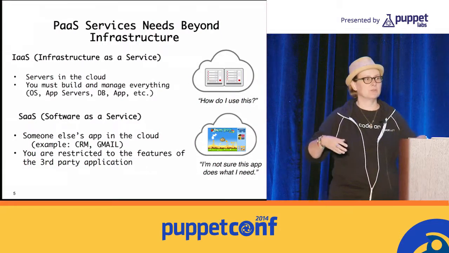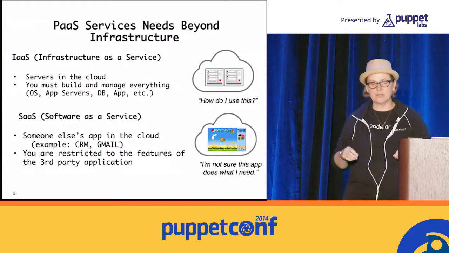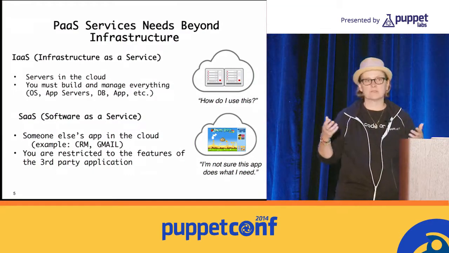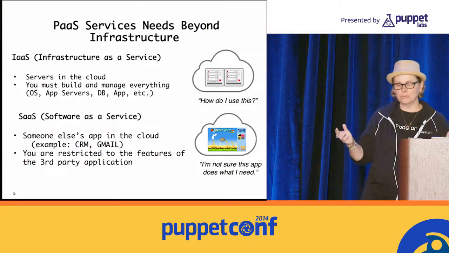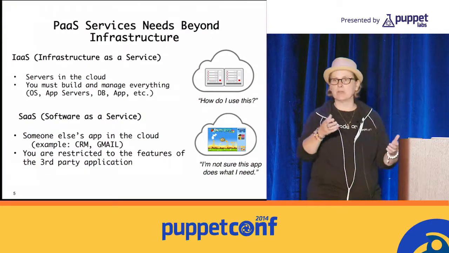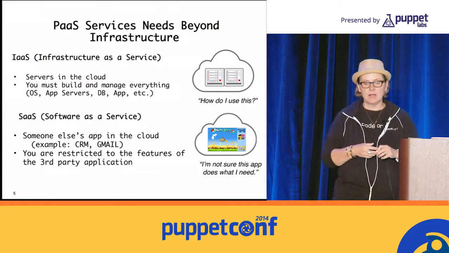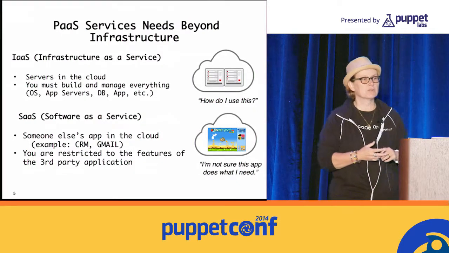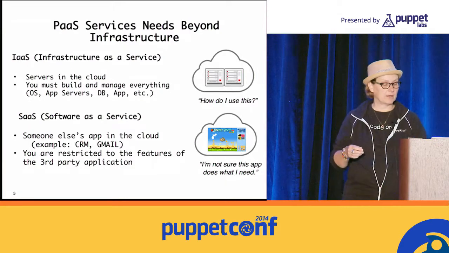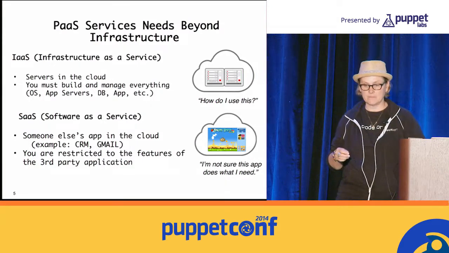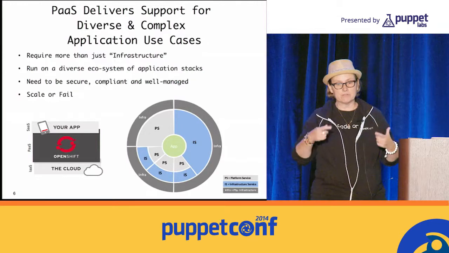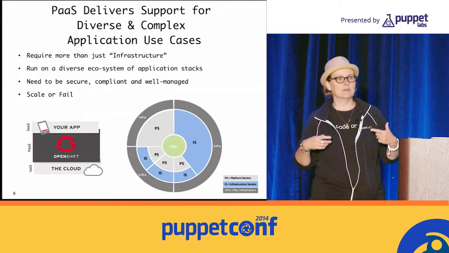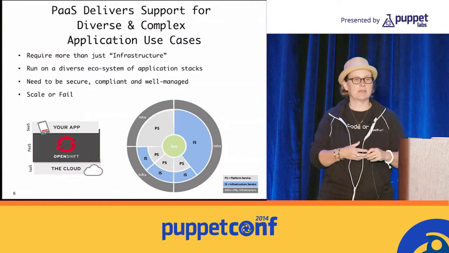But you're on the hook still with just infrastructure. And the applications we develop are the icing on the cake, the SaaS as a service. SaaS can be anything as simple as your Gmail or CRM. There's a lot of Salesforce people here. But when you just use someone else's SaaS offering, you're restricted to that third-party application and however you can extend it. So really what platform as a service does is it allows you to automate the deployment of a lot of diverse and complex application use cases.